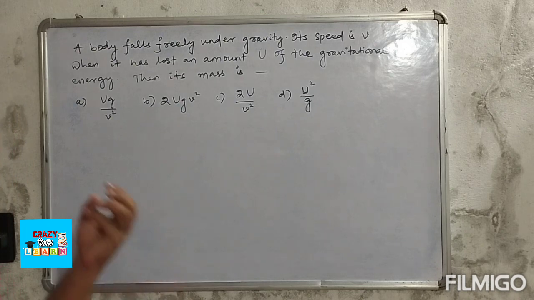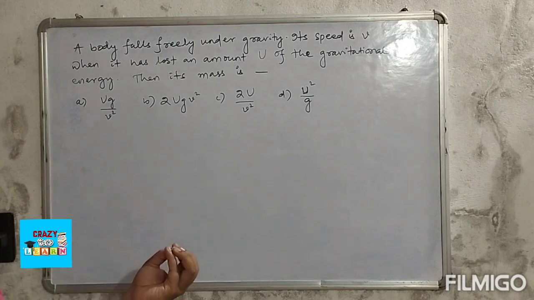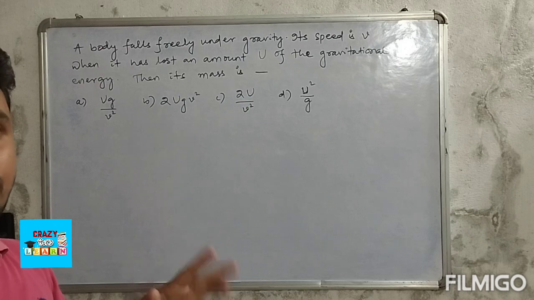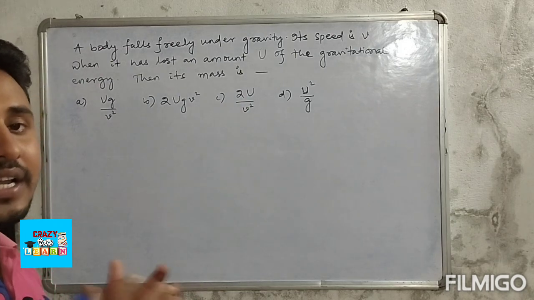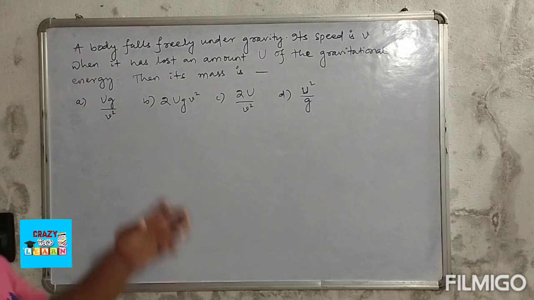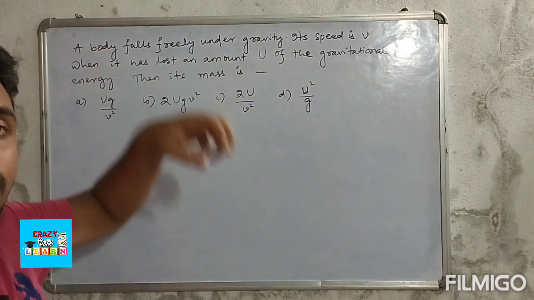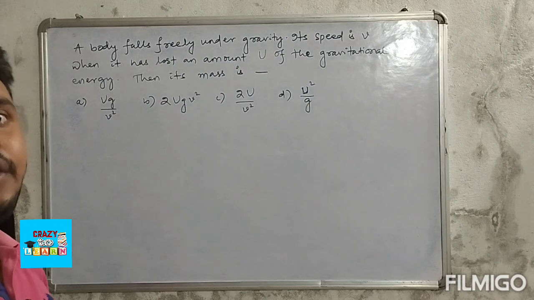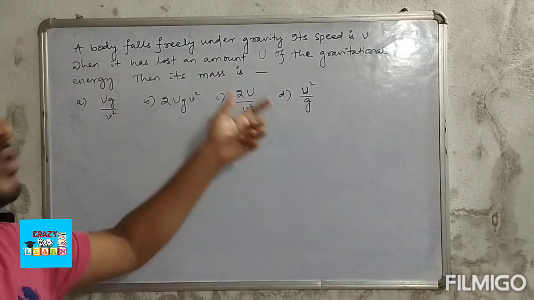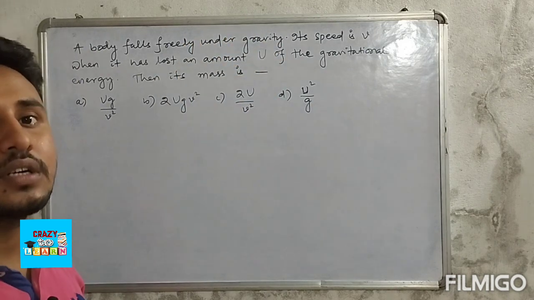So when an object of mass m moving with velocity v falls freely, it loses its kinetic energy, and that kinetic energy is converted to potential energy. According to the law of conservation of energy, energy can neither be created nor be destroyed. It will change from one form to another form. So when it falls freely, its kinetic energy is changed to potential energy, so the amount of energy lost is equal to the loss in the kinetic energy.